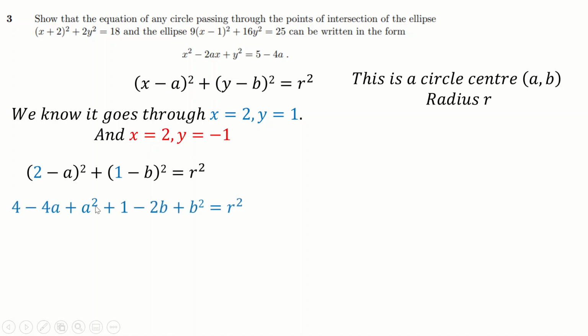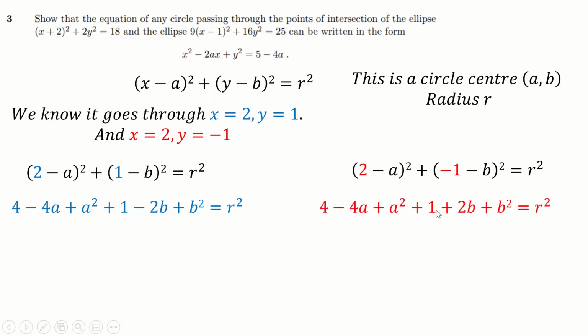Expand that out really carefully. Check that I've got this right, please. Then substitute 2 and -1 in. Expand that out really carefully. Be super careful of all of this negative stuff. But I hope you get this.